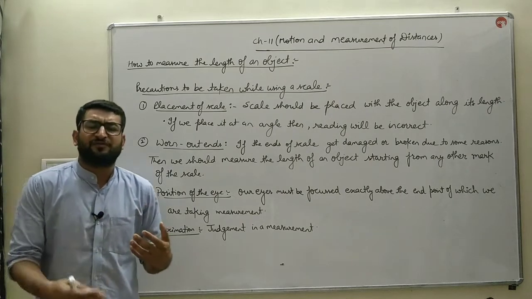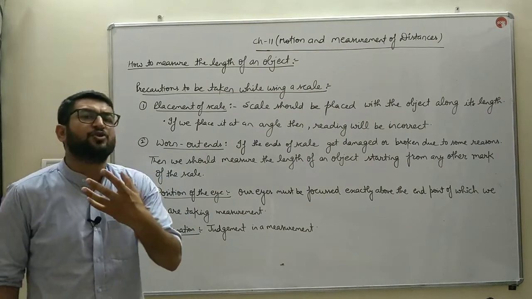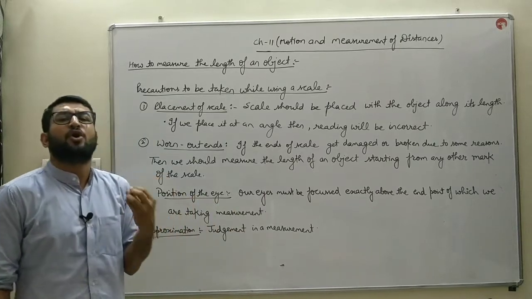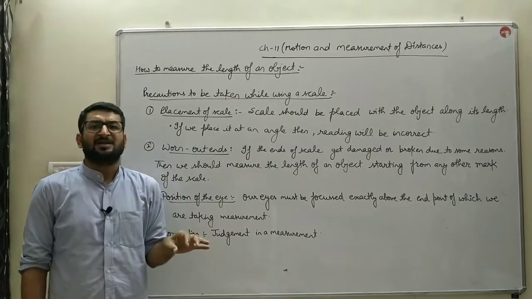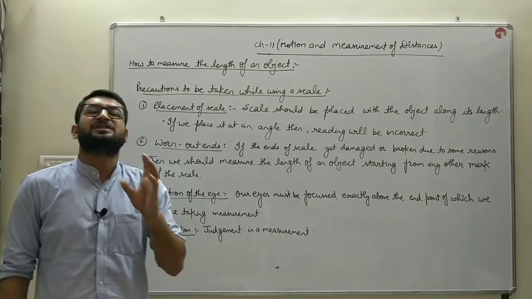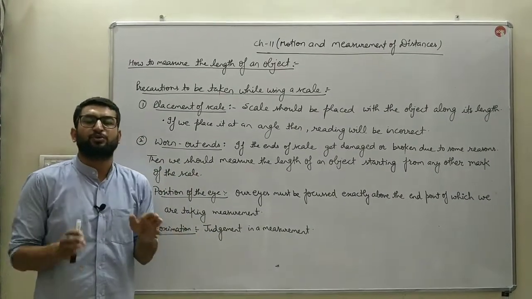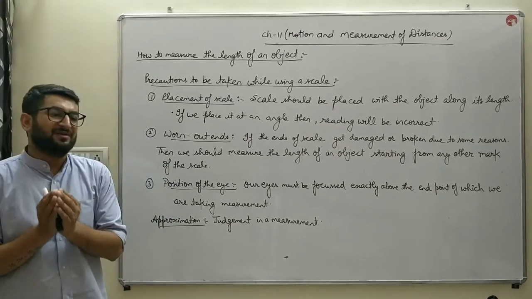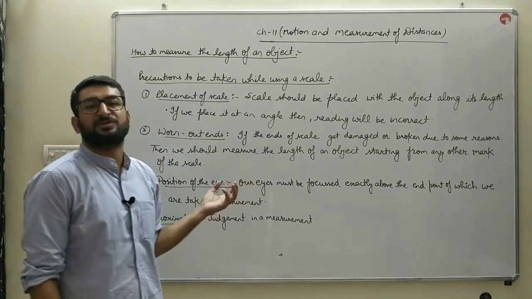To write the symbols of those units, we have certain rules: the unit is always written in small letters, the unit is never followed by a full stop, and the unit is never written in the plural form. So those are certain rules related to writing the symbols of those units.